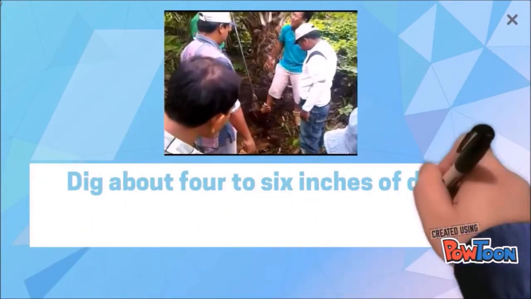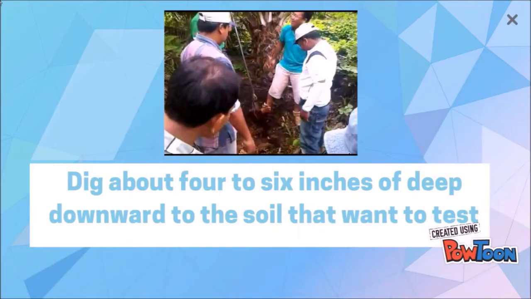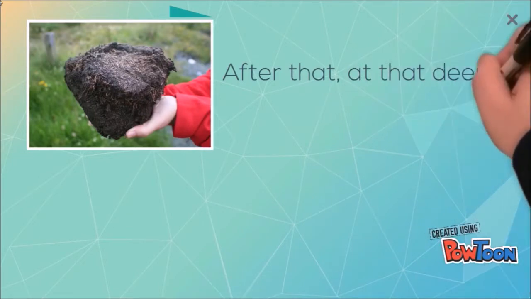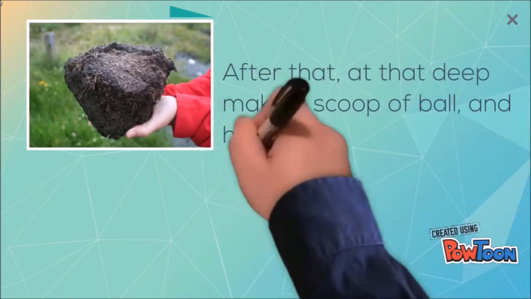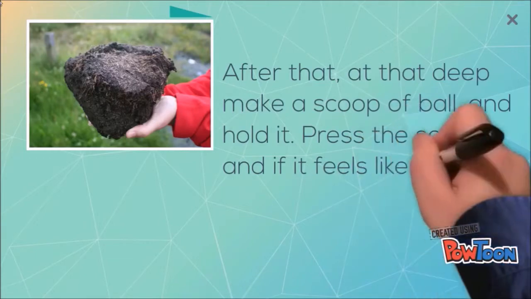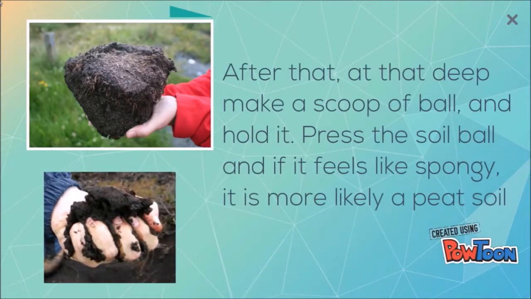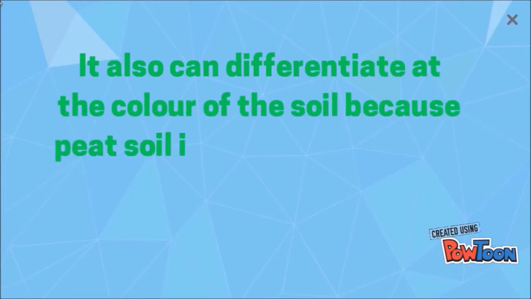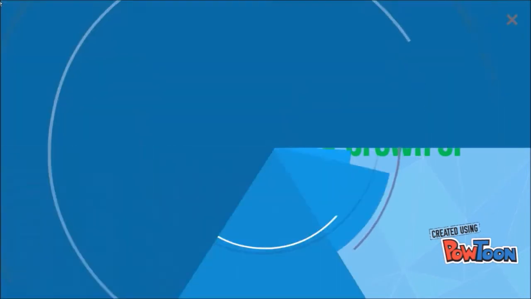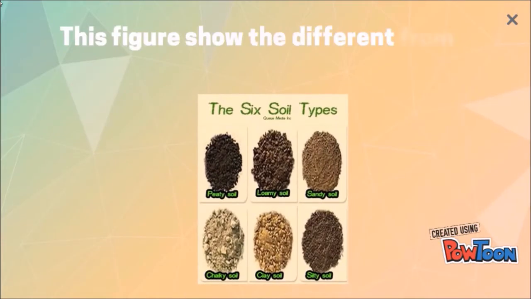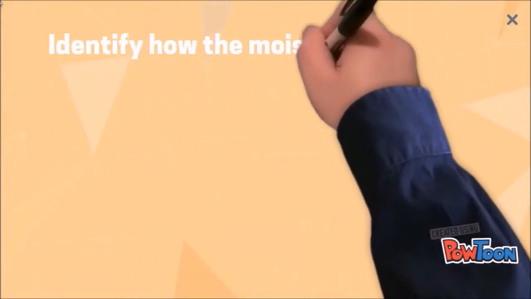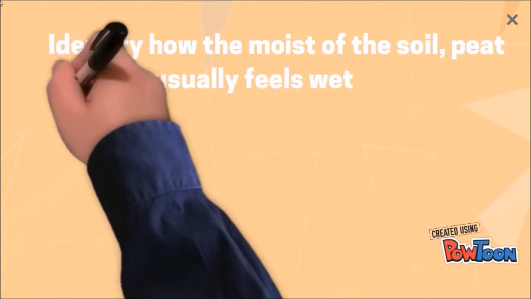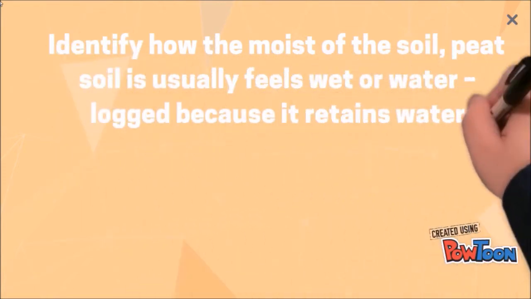Dig about 4 to 6 inches deep downward into the soil that you want to test. After that, at that depth, make a scoop of a ball and hold it. Press the soil ball and if it feels spongy, it is more likely peat soil. It can also be differentiated by the color of the soil, because peat soil is very dark brown or almost black. This figure shows the difference from other soil types. Identify how moist the soil is. Peat soil usually feels wet or waterlogged because it retains water.